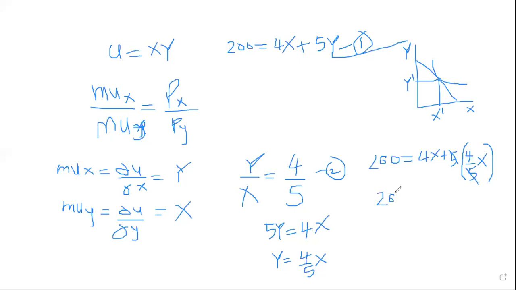So that I have 200 is equal to 8x, right? So therefore x is equal to 200 over 8. And what is the answer? So you divide 200 by 8. Is it 25? So you have a 25.